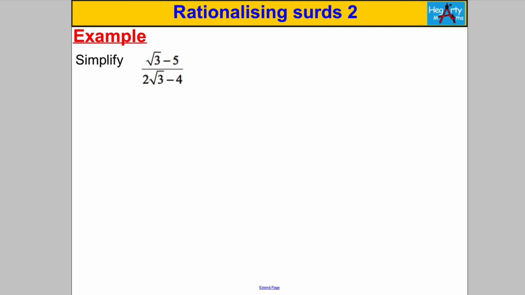Last one for us. Simplify the following. Pause the video, do try yourself. So I'm going to multiply the top and bottom by 2 root 3 add 4.